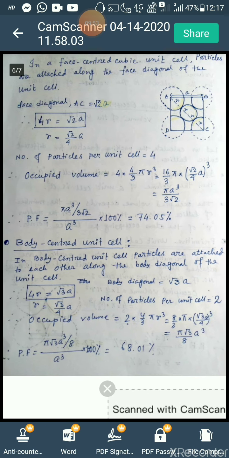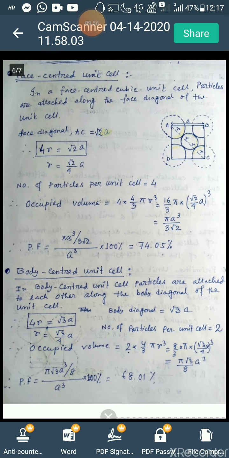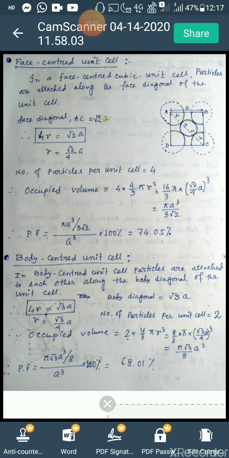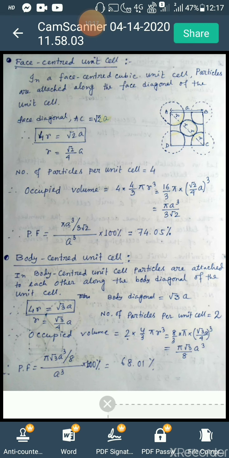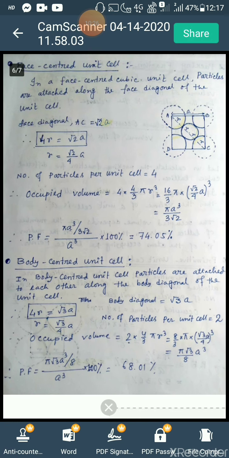And we know that the number of particles in a face centered unit cell is 4. So the total volume occupied by the four particles is 4 into 4/3 pi r cube, and you have to put the value of r as root 2 by 4 a. Then the total volume occupied by the particles is pi a cube by 3 root 2. Now the packing fraction is pi a cube by 3 root 2 divided by a cube into 100, equals 74.05%.